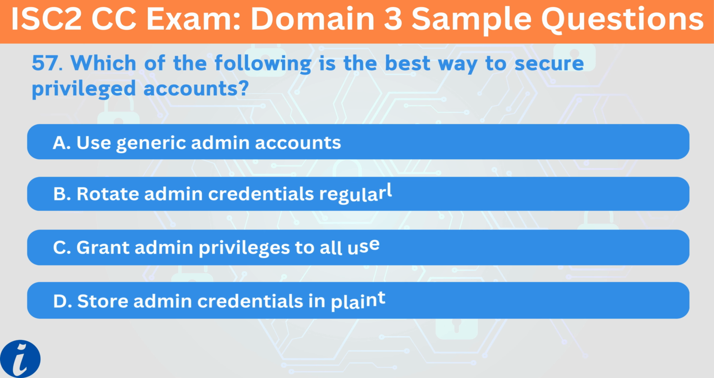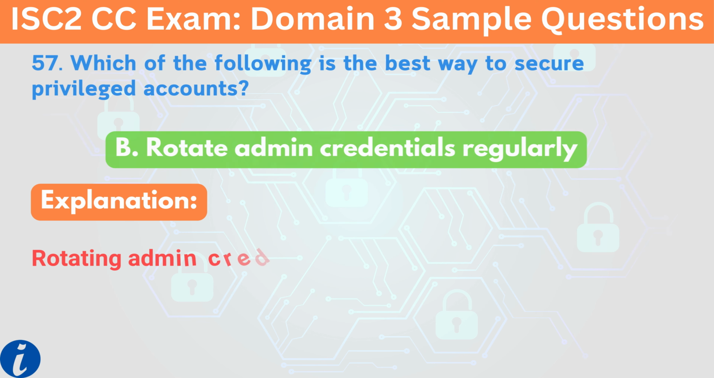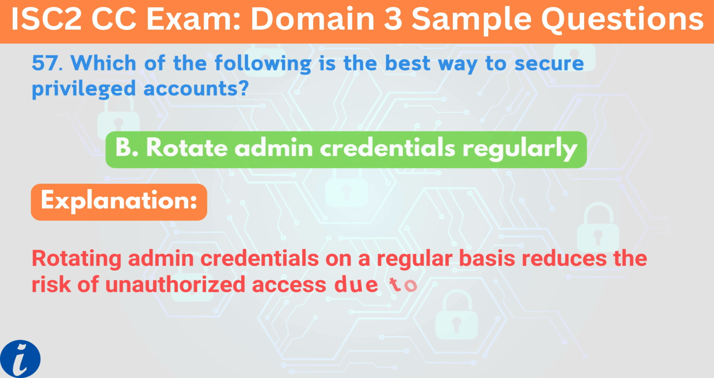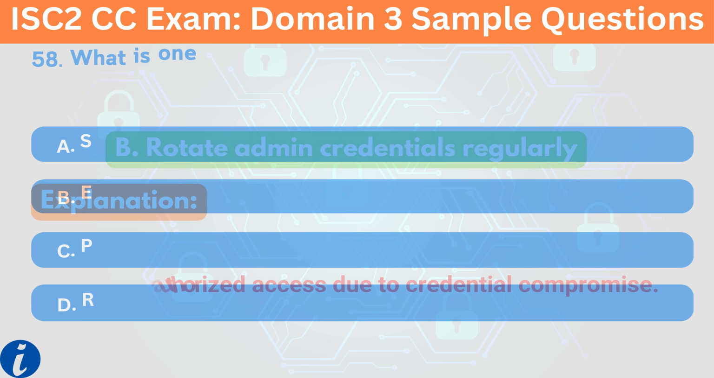57. Which of the following is the best way to secure privileged accounts? A. Use generic admin accounts. B. Rotate admin credentials regularly. C. Grant admin privileges to all users. D. Store admin credentials in plain text. The correct answer is B. Rotate admin credentials regularly. Explanation: rotating admin credentials on a regular basis reduces the risk of unauthorized access due to credential compromise.